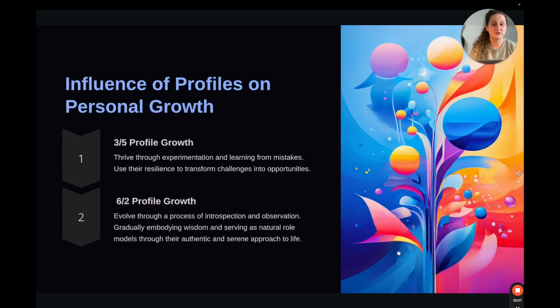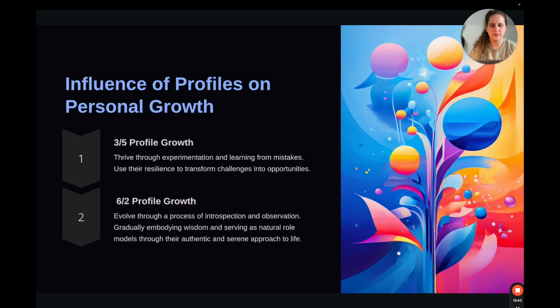Okay, inside of personal growth, the influence it has there: the 3-5 profile, for example, thrives through experimentation and learning from mistakes. They use their resilience to transform challenges into opportunity. So this person might not always be sitting there with their nose in a book about personal growth. They're going to need to go out there and experience things, mess up, learn from it, reevaluate, and try again. But they're going to keep going after what they want no matter what. They're resilient. They can take the hit and keep on going.